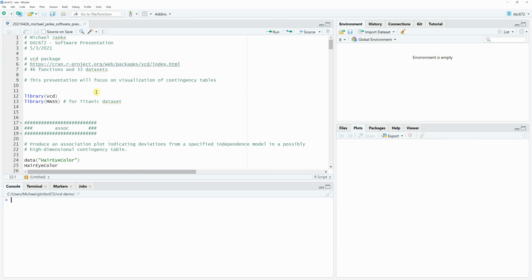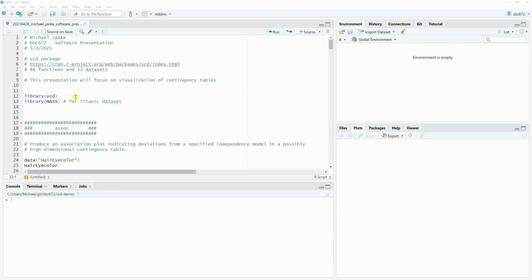Instead, I will focus on visualizations for categorical data, mostly contingency tables. There may be one or two that pop up in here that compare numeric to categorical, but it will primarily be categorical versus categorical.